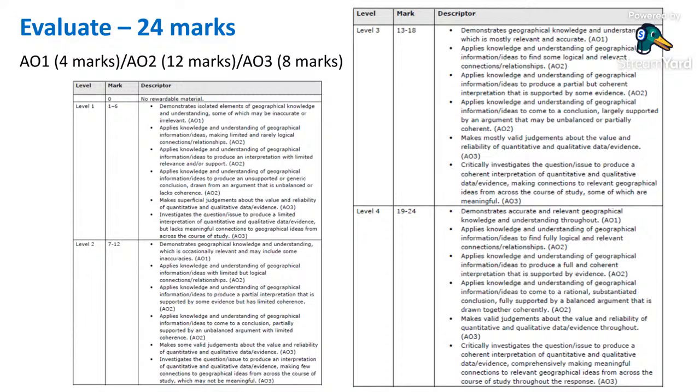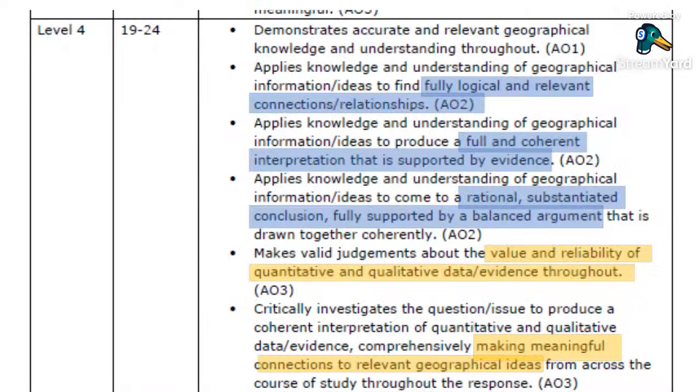Now, that is really important for getting into those top levels. You're actually being critical of the evidence. Can you actually say, well, this is not reliable? Is there something about the year that the data was published, or who's published the data? What their view is, why they're trying to push this agenda, going back to the attitudes we spoke about earlier. Be critical. That's the higher level 24 marker content that's going to get you those marks. Fully logical connections, relationships, that's that beautiful content there that's going to get you right up there into that level 4. Do feel free to pause this as I'm going through it.